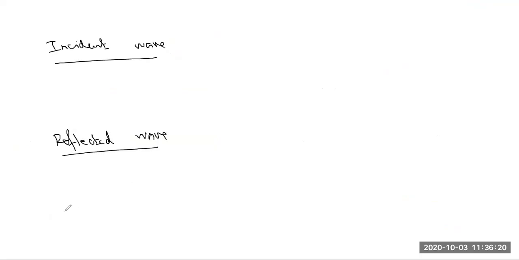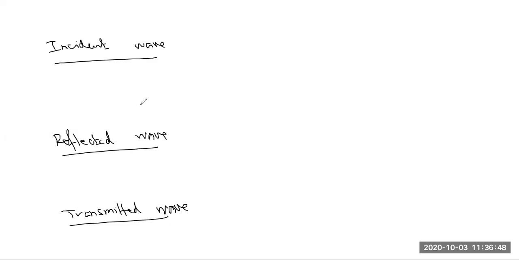So now I'm going to do the same thing. I'm going to write down the equations for the incident wave, the equations for the reflected wave, and the equations for the transmitted wave. Same procedure. Once I am able to write down the equations for the electric field and magnetic field associated with the incident, reflected, and transmitted waves, I will apply boundary conditions.